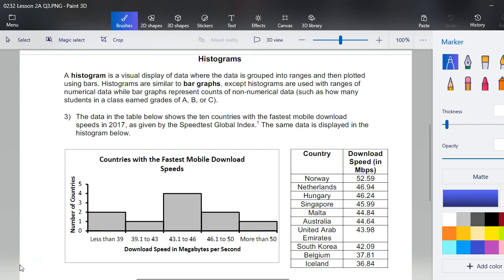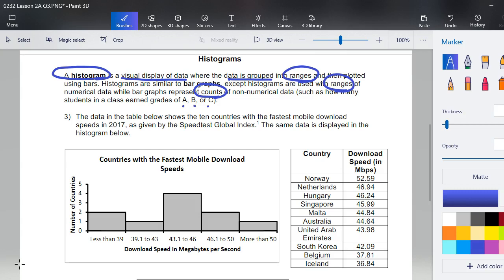In the next quantitative reasoning lesson, you'll also need to know about histograms. A histogram is a visual display of data. Another reminder, make sure you're circling, highlighting, starting a glossary list or Google Docs, something to keep up with all of these words. It's a visual display of data, specifically where the data is grouped into ranges, bins, and then plotted using bars. Histograms are similar to bar graphs, except histograms are used with ranges of numerical data, while bar graphs represent counts, such as how many students earned an A, how many earned a B, etc.